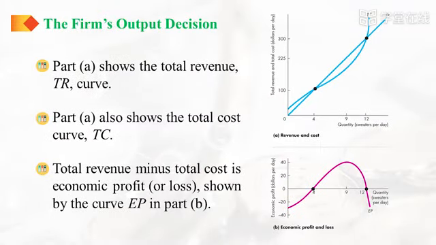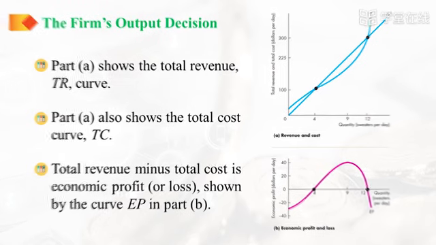Again, as we talked about in the last section, we have the total revenue curve, which is a straight line from the origin and is upward sloping. However, the cost curves look a little bit different. Then we know that the difference between total revenue and total cost is the economic profit, shown in part B.